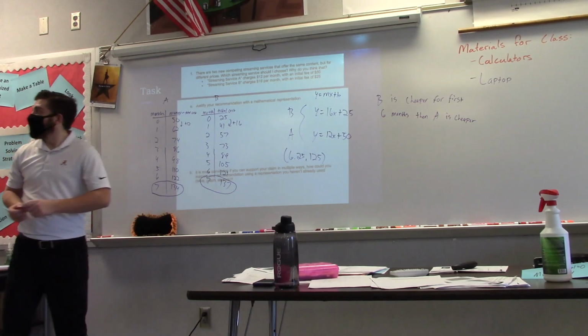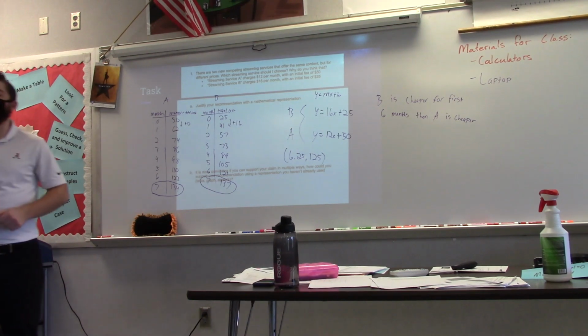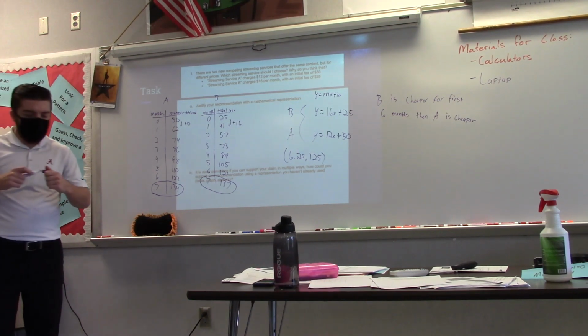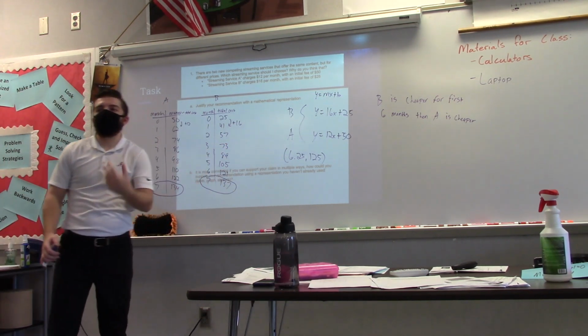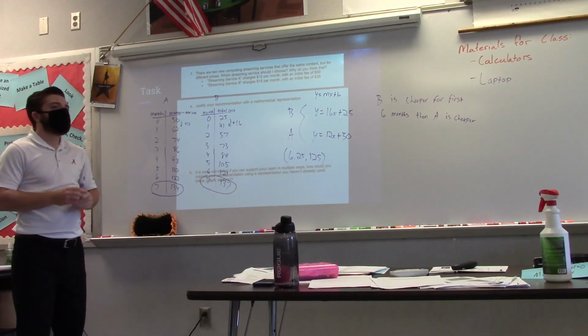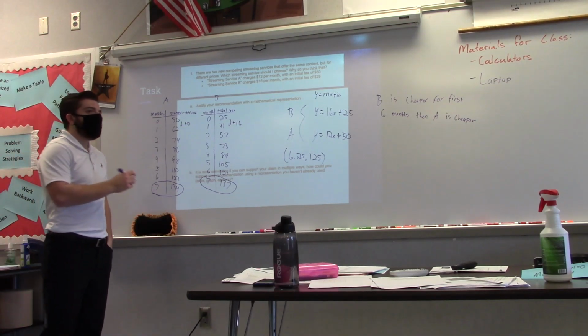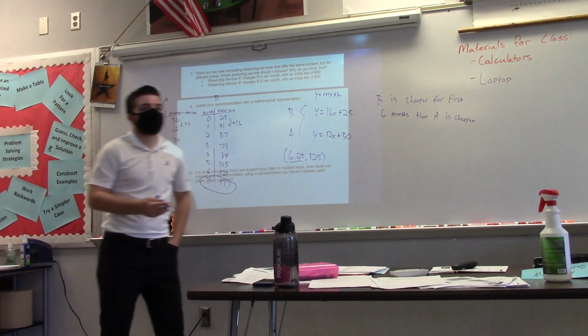Now, what does this solution mean? It means that it works for the equations. What do you mean works for the equations? It makes both the equations true. But does this point make sense for the context of our problem? No. Why not? Because you can't have 1/4 of a month. I can't pay 1/4 of a month subscription, right?